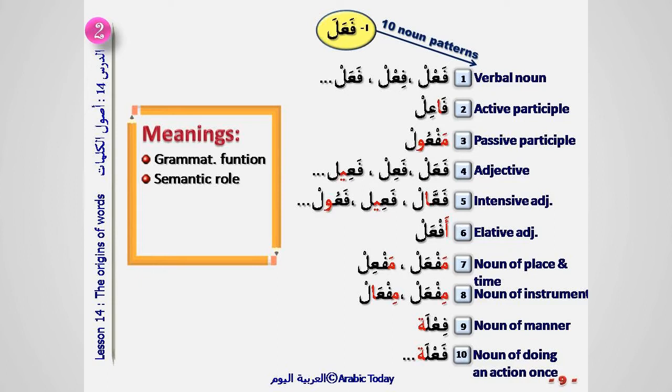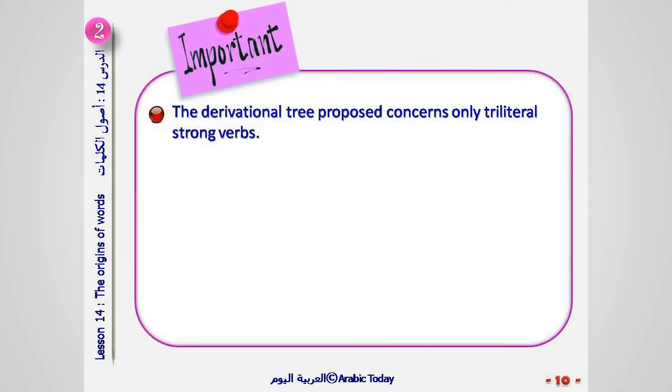The noun patterns indicate either a grammatical function, such as adjective and passive participle, or a semantic role, such as noun of instrument and noun of place. It is worth noting that the derivational tree proposed concerns only triliteral strong verbs. Indeed, non-triliteral and weak verbs use different patterns.